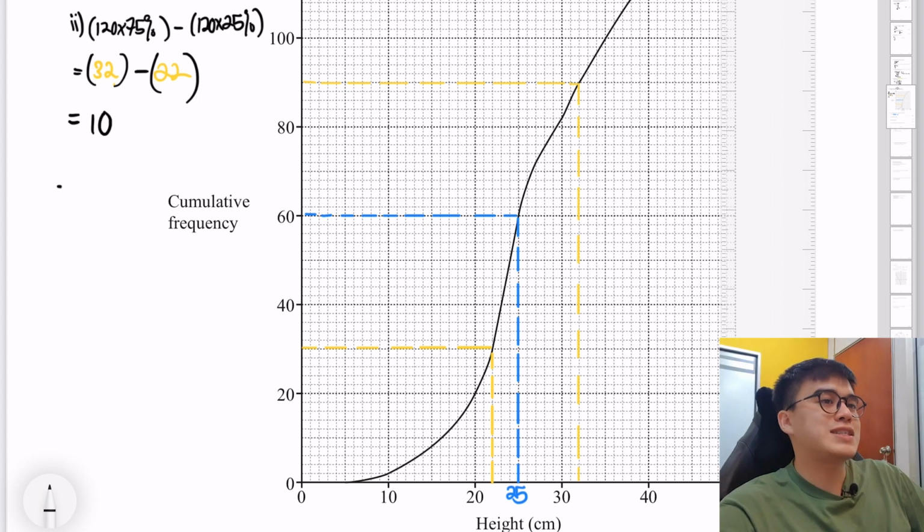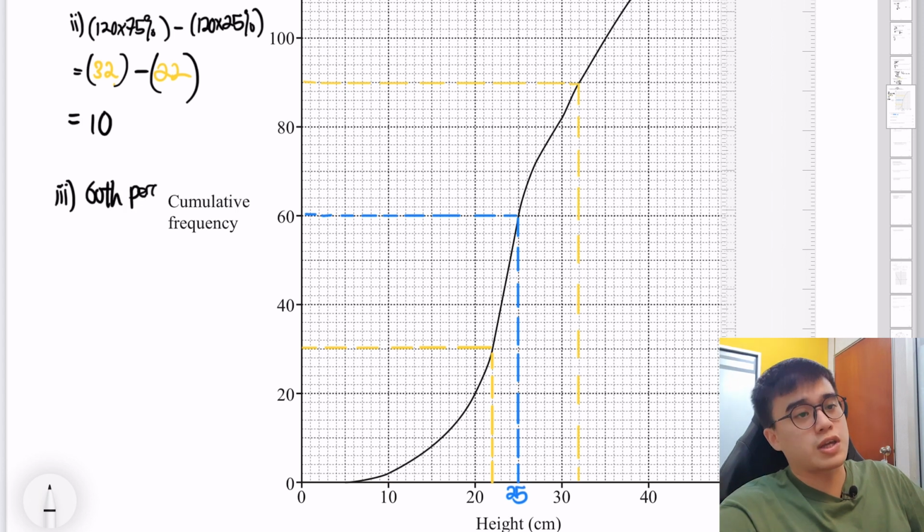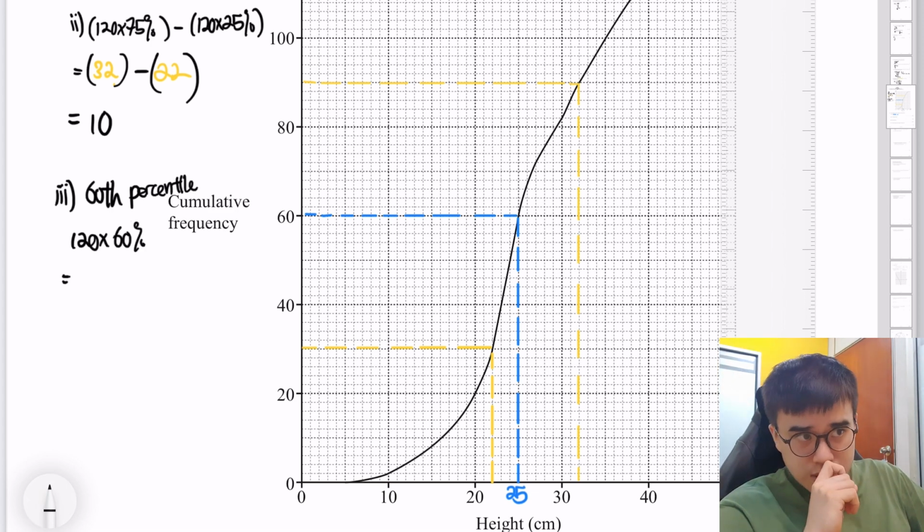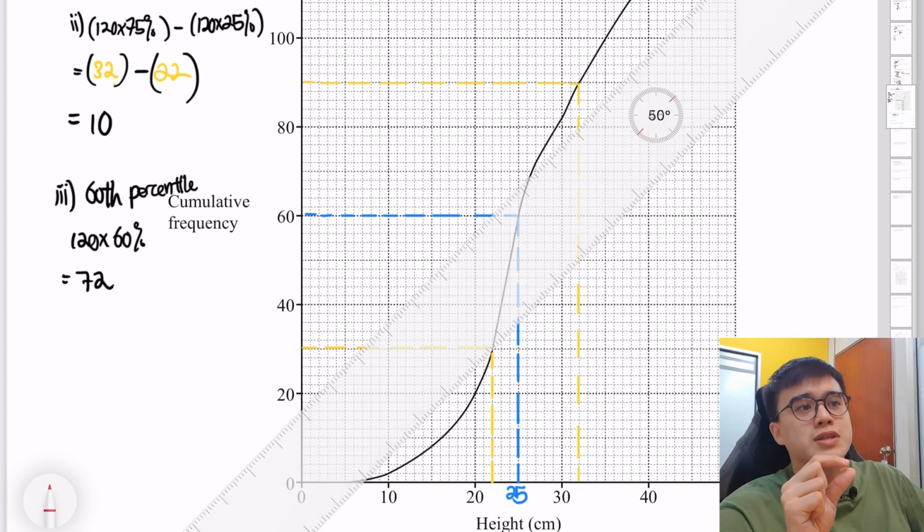As for part 3, 60th percentile means you're looking for 60%. So you take 120 times 60%, you will get the result as 72. So from 72, for the cumulative frequency part, each small box represents 2.